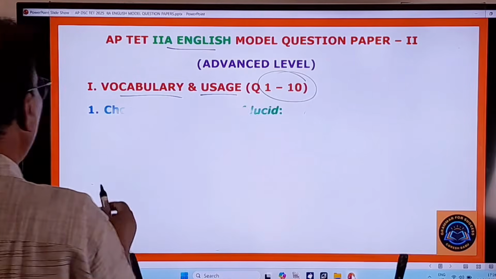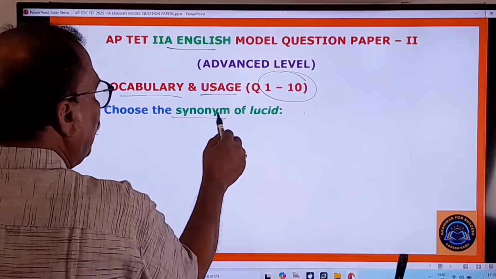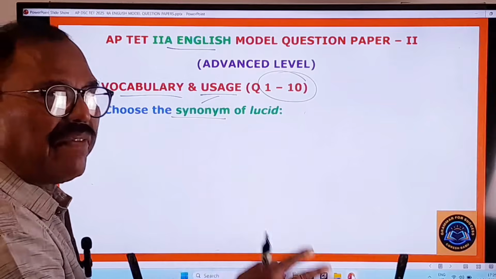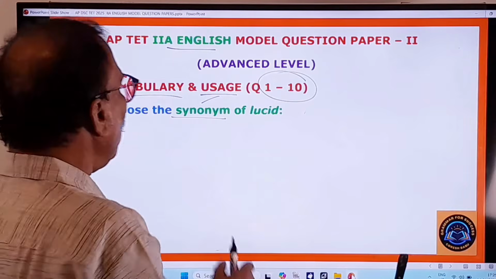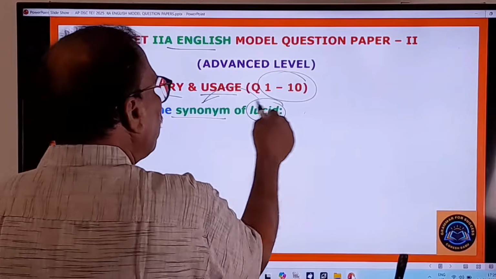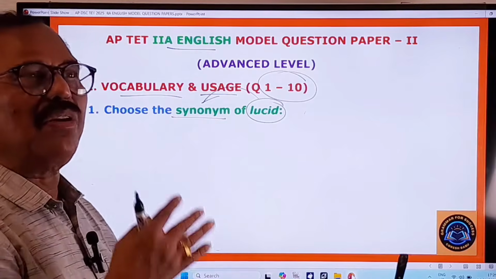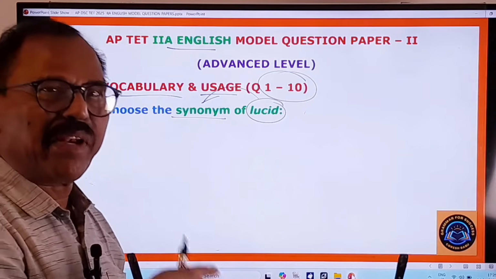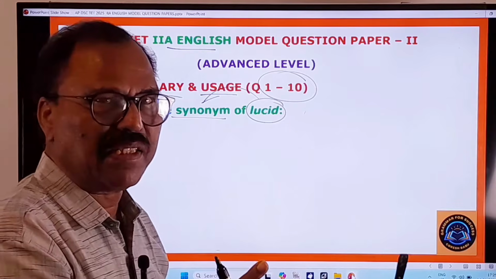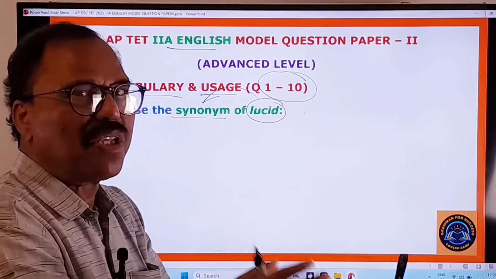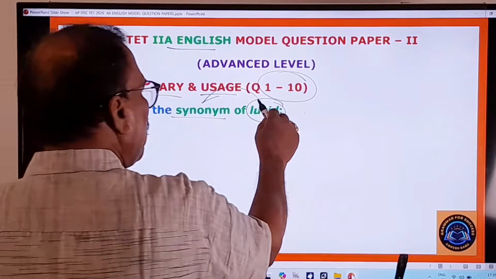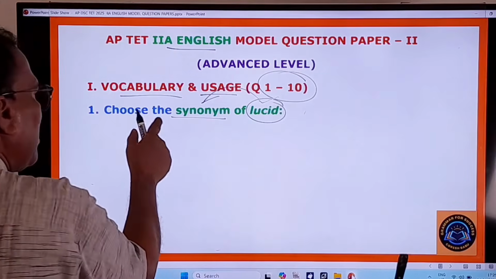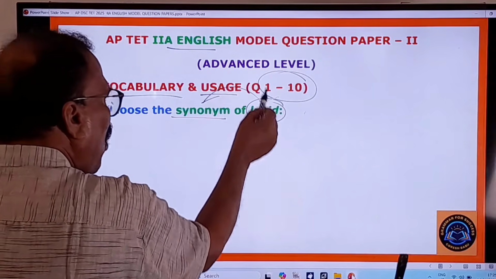And here you pay attention. Choose the synonym. Synonym means the word having similar meaning. So the synonym of lucid. Lucid is a very beautiful word. Lucid means plain, simple, clear, transparent, translucent. So all such synonyms are there for this beautiful word lucid. So here the question is about the synonym of this lucid.